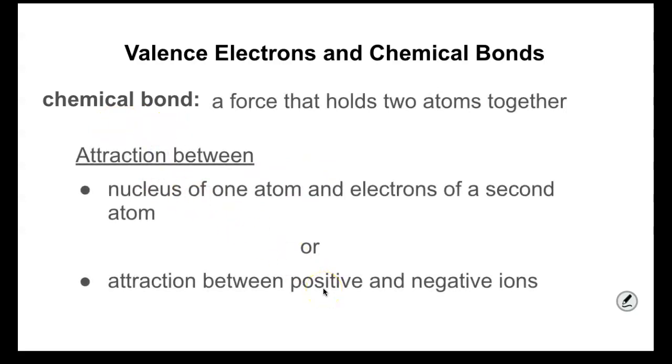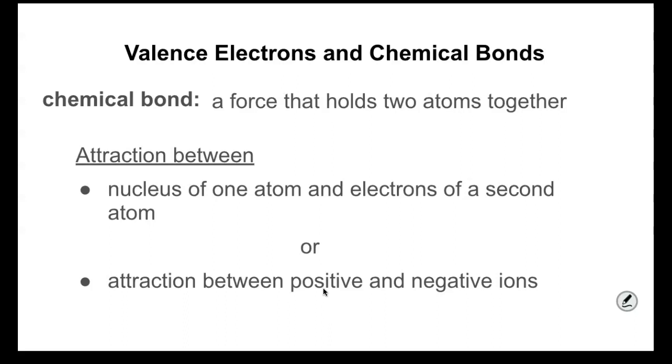Chemical bonds form because there's an attraction between one of these 2 sets of things. There's either the attraction between the nucleus of one atom and the electrons of a second atom. And if you guys think about it, the nucleus has protons in it. Those are positive, and they are attracting the electrons from another atom. So that's one way that a chemical bond can form. That's one way the attraction can form.